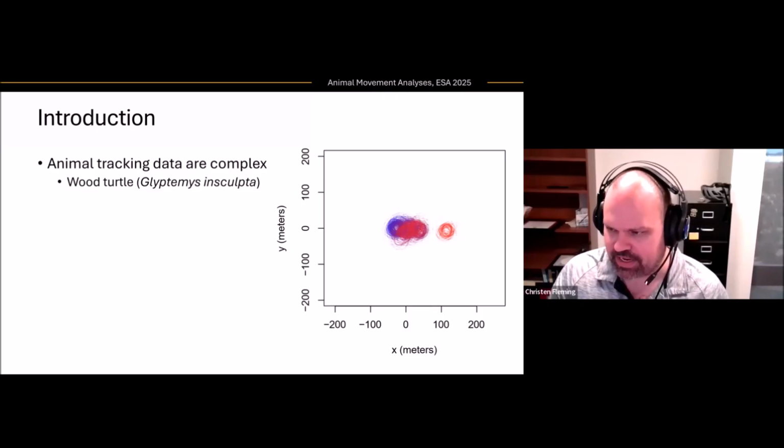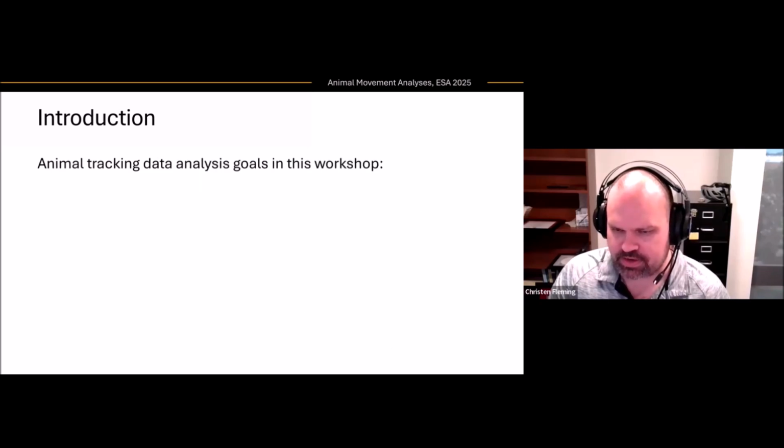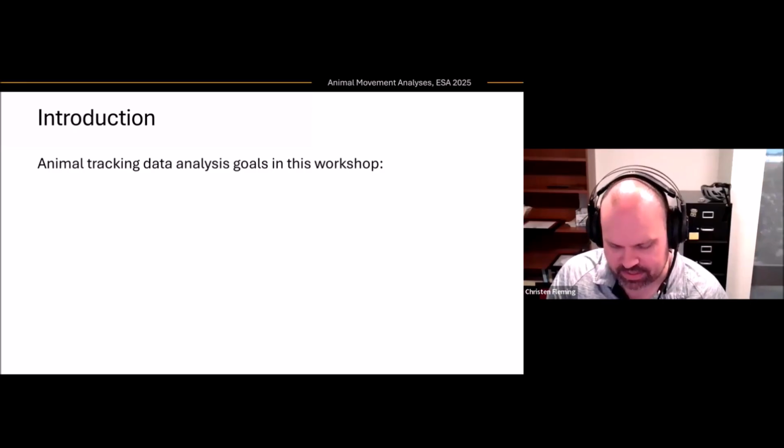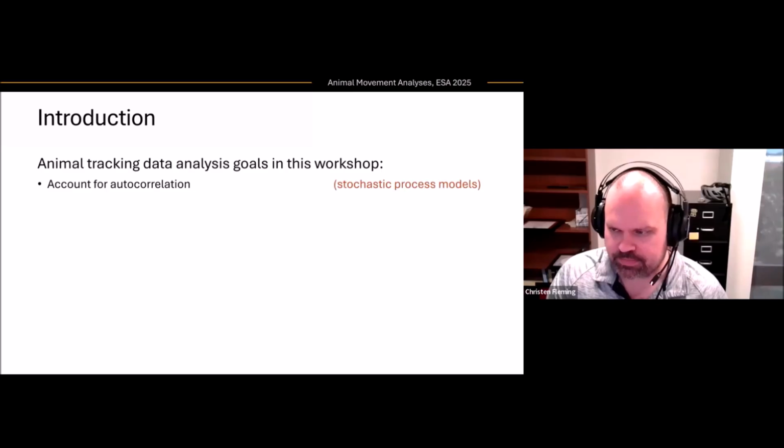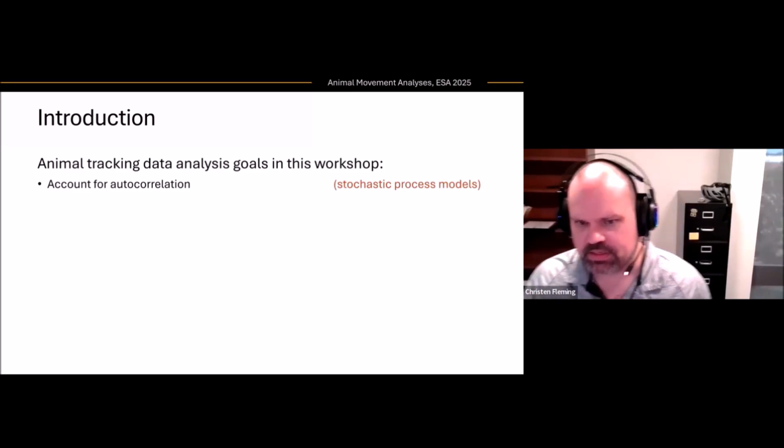So these data can be complicated in many different ways: irregular sampling schedule, large location errors, and then the other one that we'll focus a lot on is the amount of autocorrelation in these data because they are time series data. So the overall goals we have in analyzing these data and how we want to do our statistics in this package is that one, we want to account for the temporal autocorrelation in these time series data. And we do that with stochastic process models.